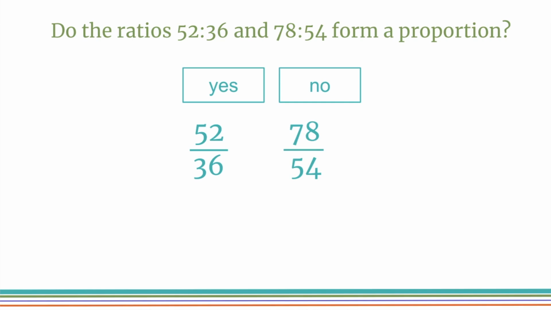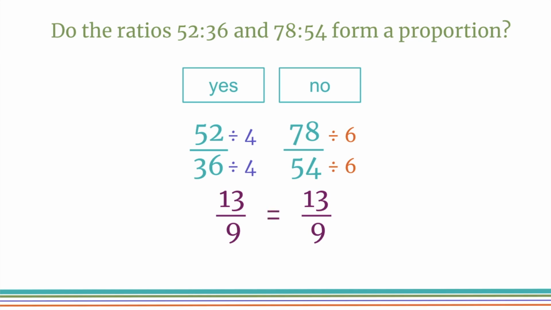The greatest common factor of 52 and 36 is 4. 52 divided by 4 is 13, and 36 divided by 4 is 9. The simplest form of 52 over 36 is 13 over 9. The greatest common factor of 78 and 54 is 6. 78 divided by 6 is 13, and 54 divided by 6 is 9. The simplest form of 78 over 54 is 13 over 9. Since the 2 fractions are equal in their simplest forms, the 2 ratios form a proportion.